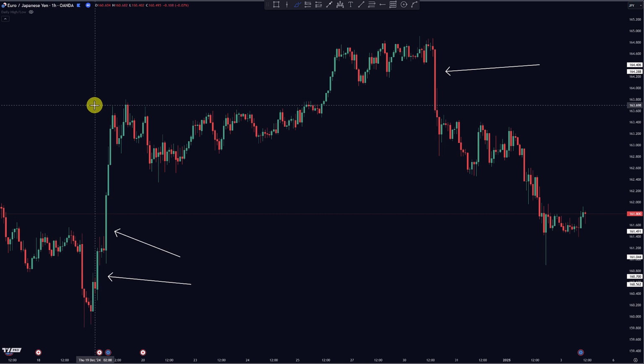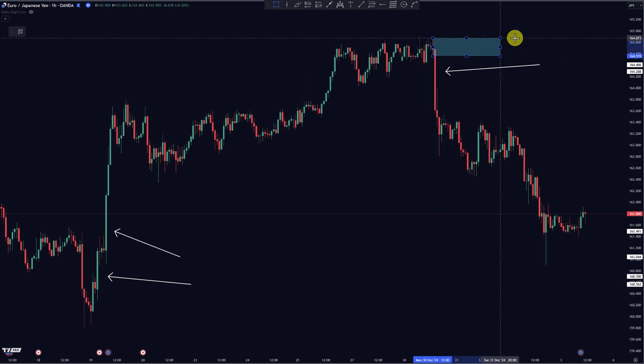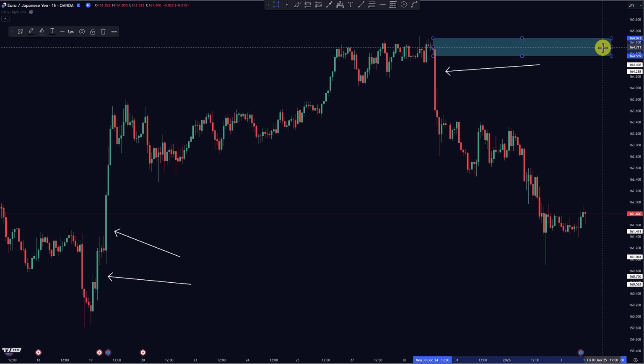When it comes to drawing supply and demand zones, there's just one simple rule. We want to look at the candle prior to the big explosive candles. So here is one small candle that precedes this large bearish candle. So this can be our first supply zone.